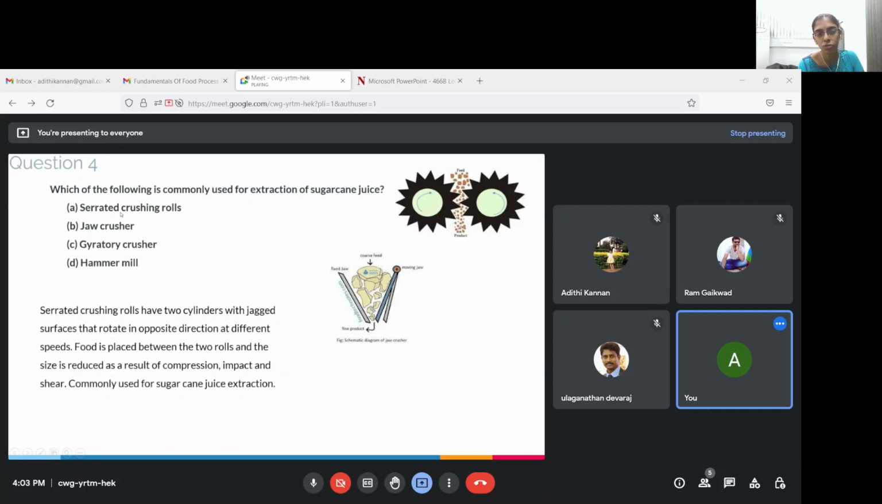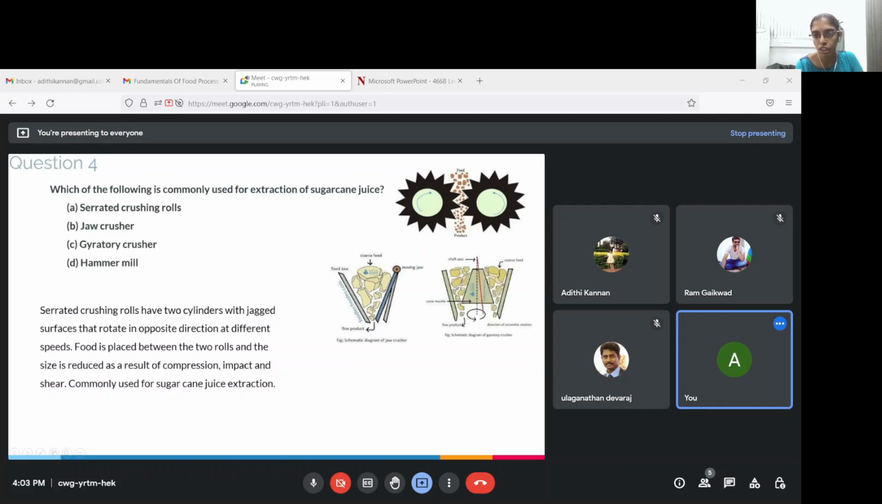I'll just explain briefly what the rest of the crushers are. In a jaw crusher, you have a V-shaped mechanism where one jaw is stationary and the other jaw is movable. The jaw moves from one direction to the other, and as it moves, it compresses or crushes the inlet feed, and then you get a fine product down below. As it hits the stationary jaw, your product is crushed and its size is reduced. So this is a jaw crusher.